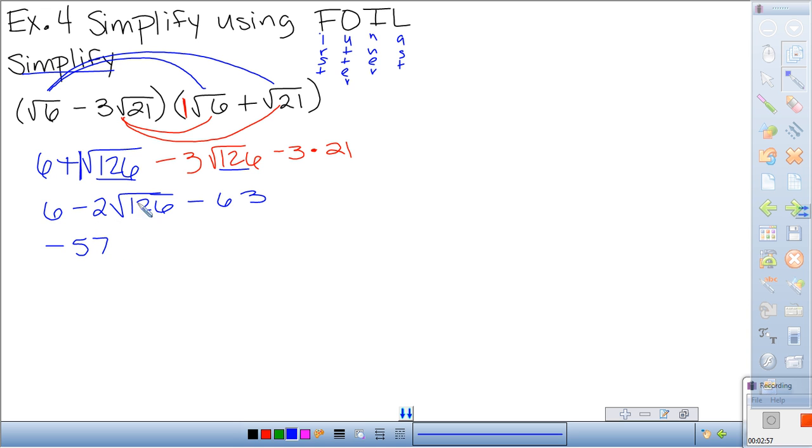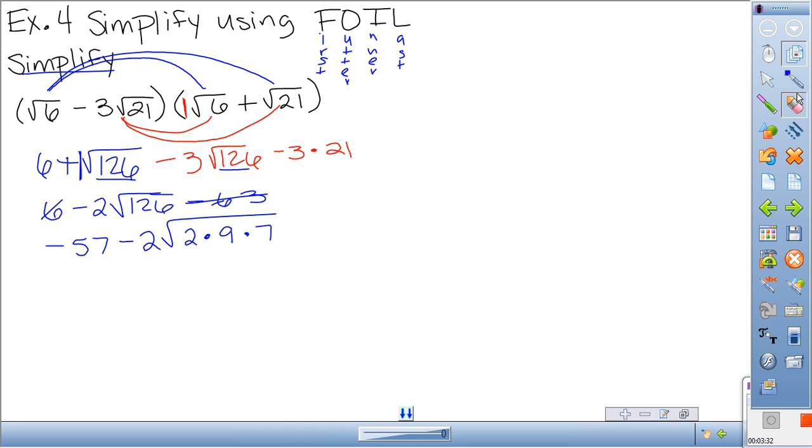And then what about the square root of 126? Now that's a really big number, so maybe there's something we can do with it. So I have negative 57, that's done, 6 minus 63. So I have minus 2 square roots of, now let's try and simplify 126. So 126, I know it's even, therefore it's divisible by 2. So I have 2 times 63. 63's factors are 9 and 7. I'm going to leave 9 alone since it's a perfect square and I can take the square root of it, and then put times 7. 7 is a prime number, so I also have to leave it alone.